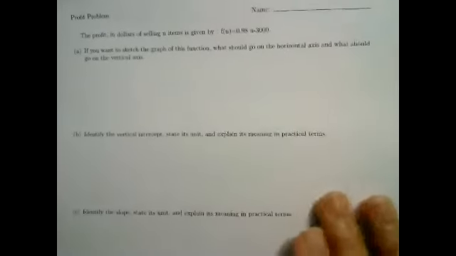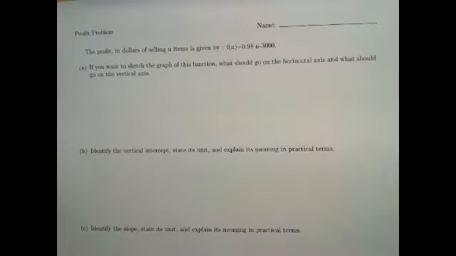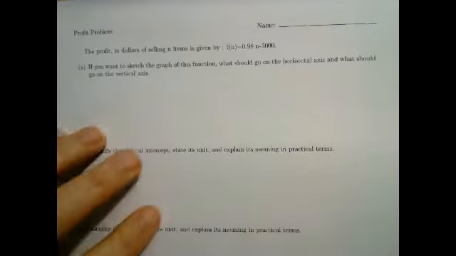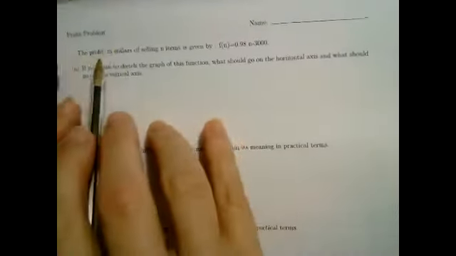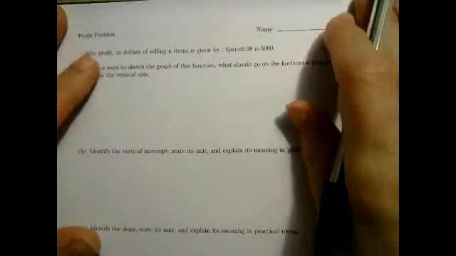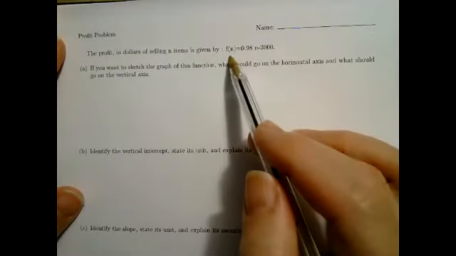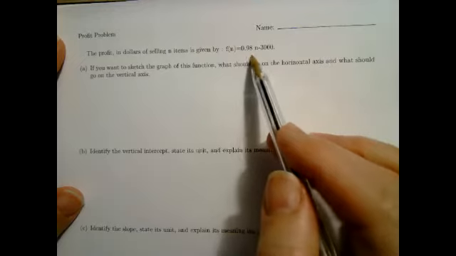Okay, so this is the problem I put on Brightspace for you. Along the same line, I don't know if you guys have done it or not. I hope you did. Let us talk a little bit about it and then we proceed. So the profit in dollars of selling n items is given by f of n equals 0.8n minus 3,000.